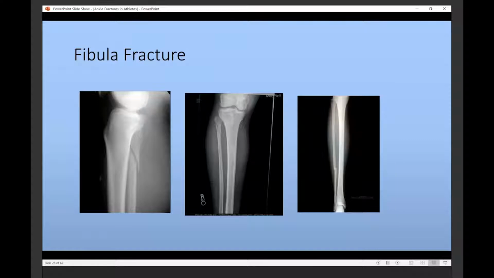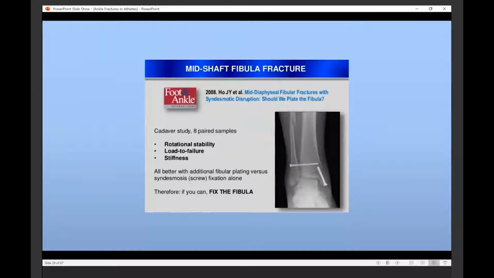If you look at these mid-shaft fibula fractures, there's a study out that showed, using 8 paired samples, if you just did the syndesmotic screw versus plating the fibula and the screw, it was much worse if you just fix the syndesmosis and didn't fix the fibula. So it's much more stable. So mid-diaphyseal fibular fracture, we really should plate.